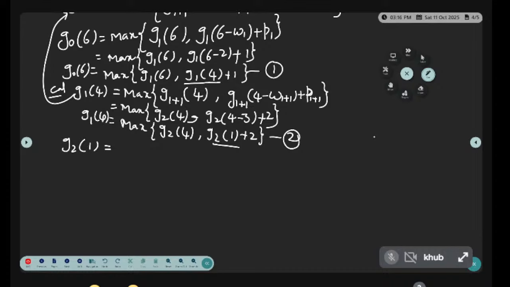First of all I go with the G2 of 1. No problem, you can calculate immediately here G2 of 4 also. So G2 of 1, to calculate it, same formula.